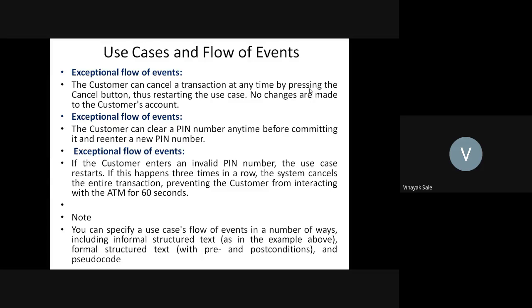If this happens 3 times in a row, then the system cancels the entire transaction, preventing the customer from interacting with the ATM for 60 seconds. Now it is 24 hours. So you can specify the use case's flow of events in a number of ways, including informal structured text, such as the example above, formal structured text with pre and post conditions, and pseudocode.